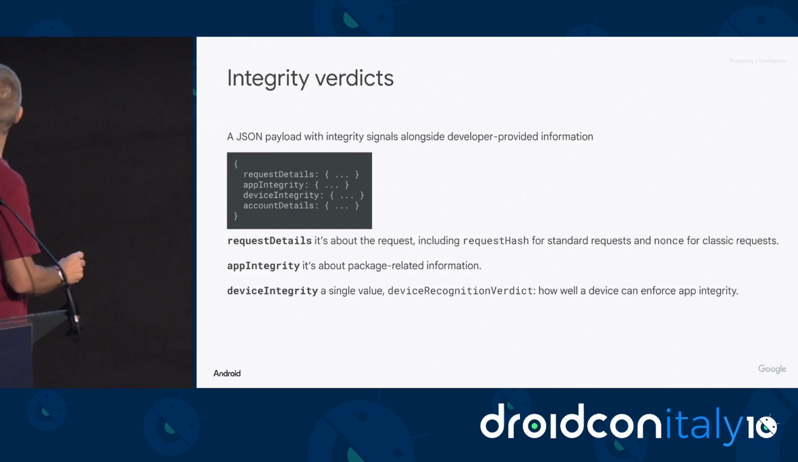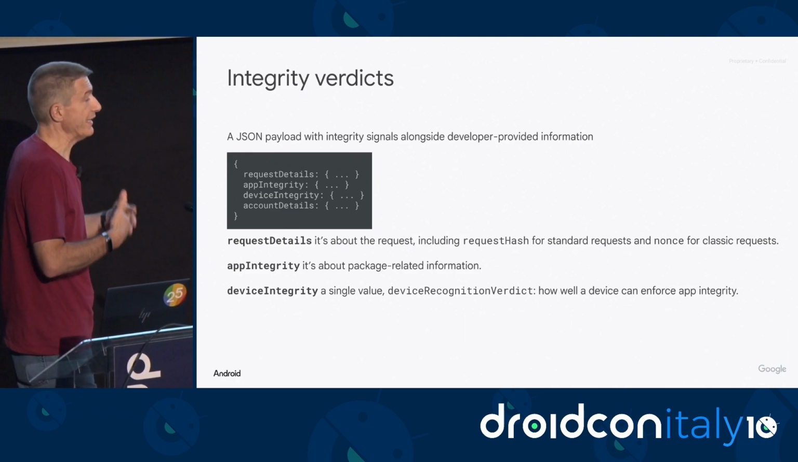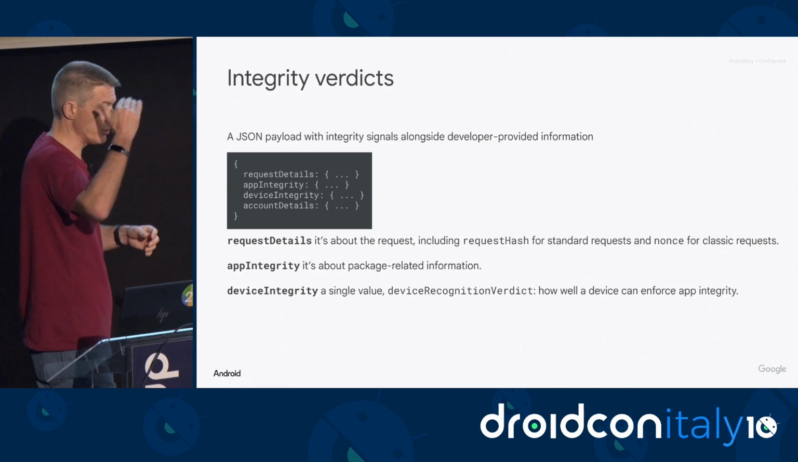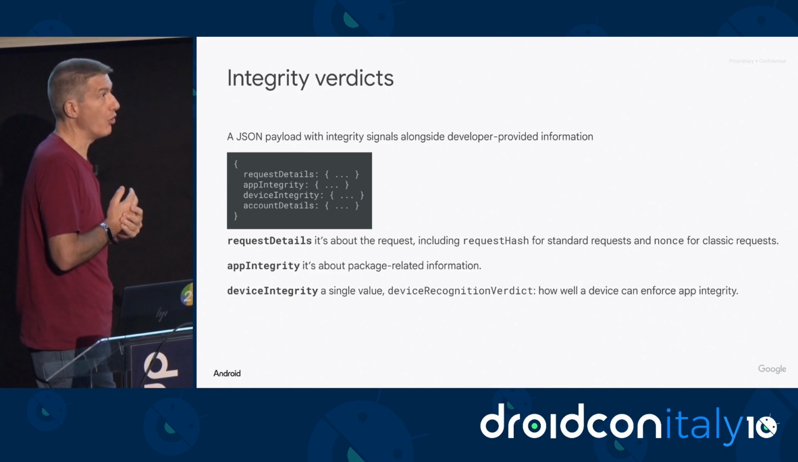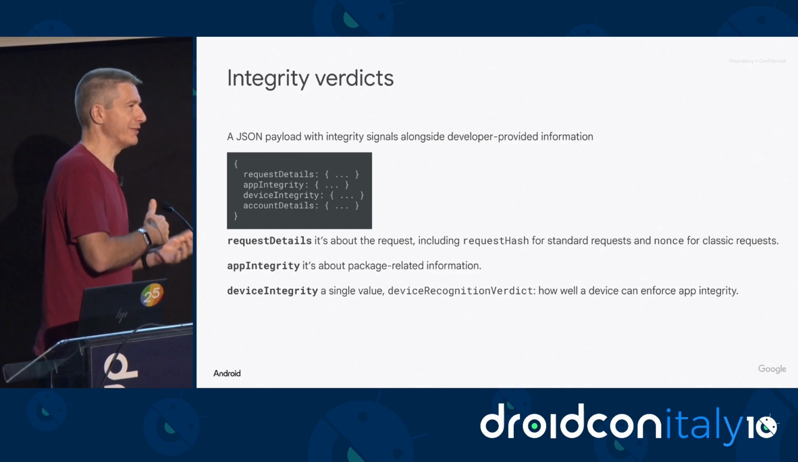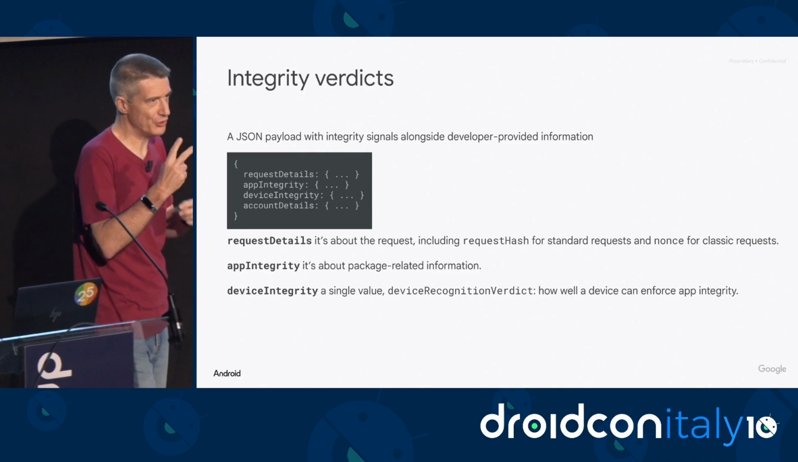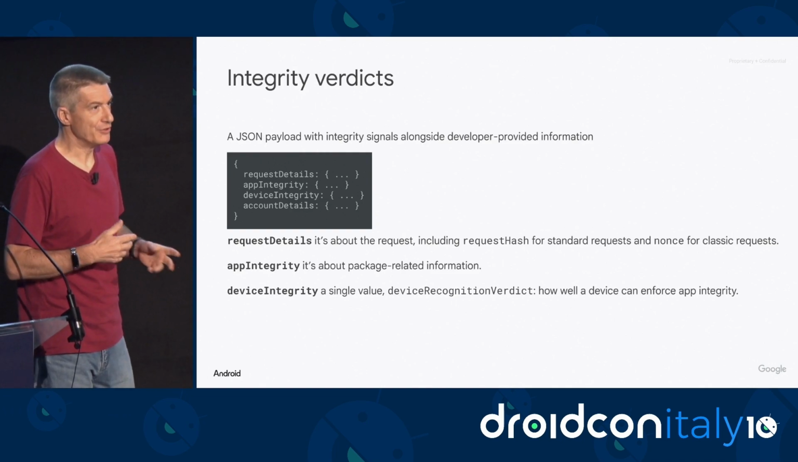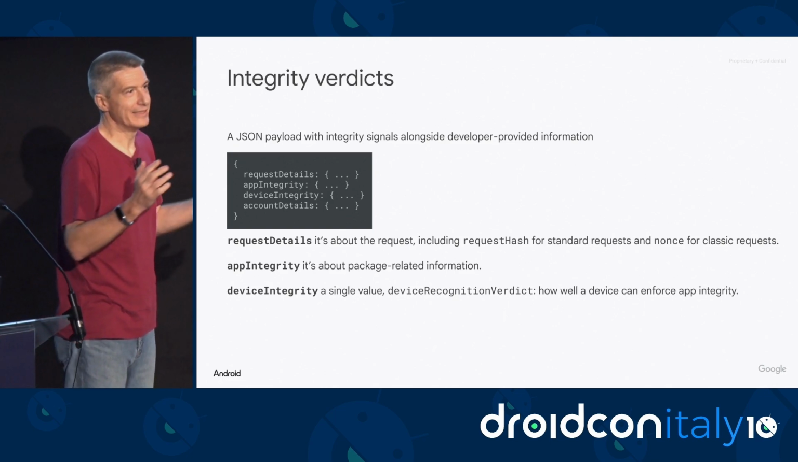The third element is the device integrity. So you get information about the integrity. We are going to see that there are different levels of trust for the device. The default is to just give you 2 levels. That is, you can trust the device or nothing.